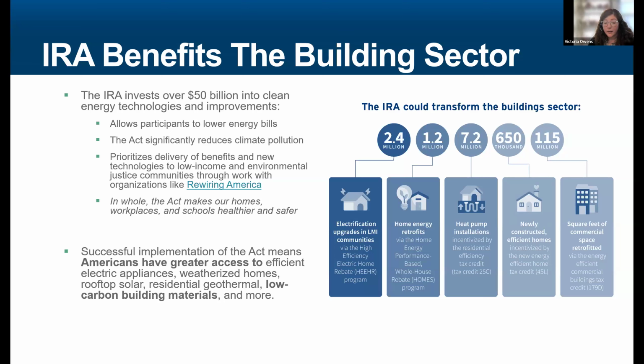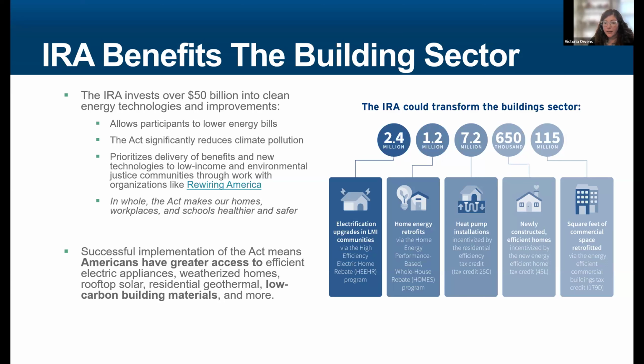There's also an estimate by the RMI that the IRA could drive millions of retrofits, upgrades, and clean technology installations across homes, commercial square footage, and schools, as mentioned. So we also have here in this graphic, some of the potential impacts to the building sector. There's potential for electrification upgrades, home energy retrofits. Heat pump installations are a very popular one. I think a lot of people have latched on to that tax credit because it's easy to understand. So there's a lot of activity there, especially by residential homeowners.